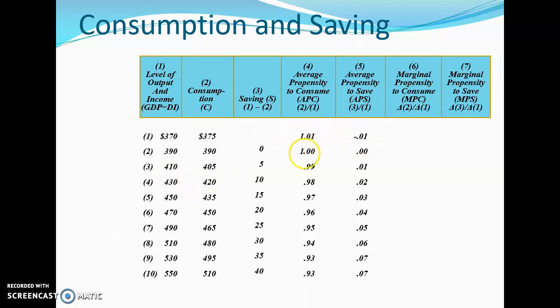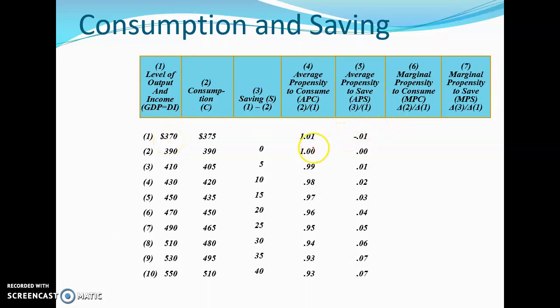You can see that whenever your average propensity to consume is greater than 1, your average propensity to save is negative. It is equal to 1.1, it is equal to minus 0.1. Whenever you are going to add these values, you get the answer equal to 1. So how can you find out the value of the APS? You can find out the value of APS by dividing saving by your disposable income.